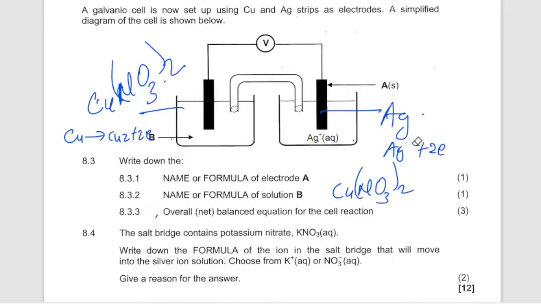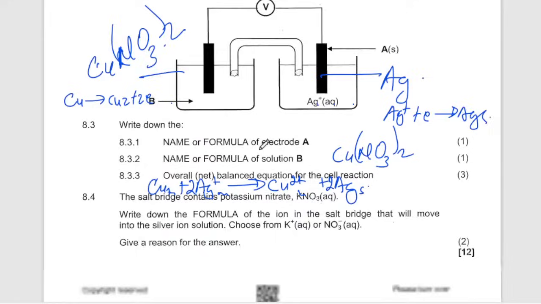gives you silver solid because it is reduced. Therefore, when you write this, copper plus silver ions gives you copper 2 ions plus silver solid. But now this is 2 electrons, so I put a 2 here, and I put a 2 there. So that is balanced. This is a solid, this is aqueous, this is aqueous, and that's a solid. So that is the equation which you're supposed to write.